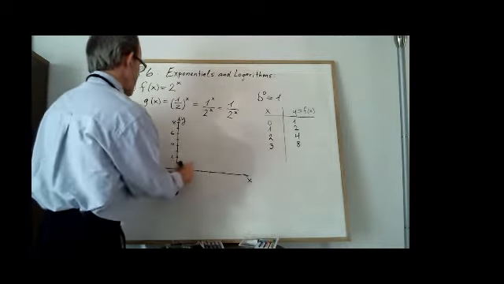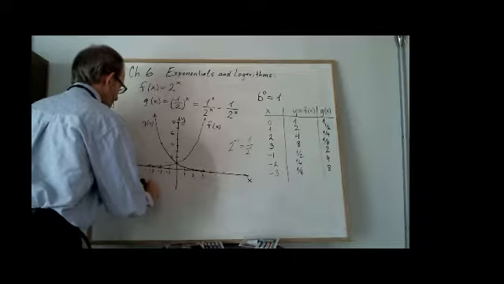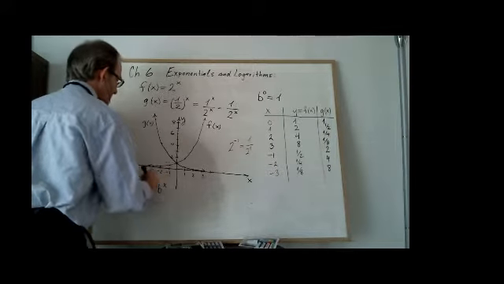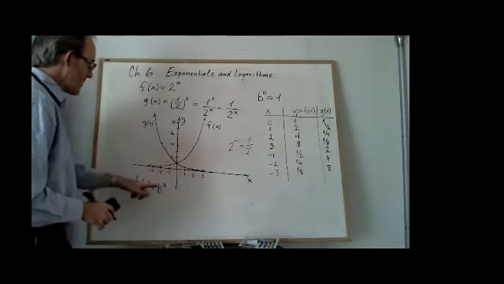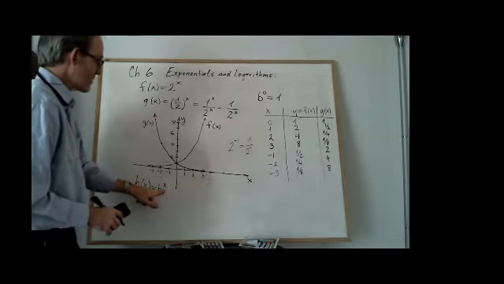Now, what happens for other values of b? Well, for any value of b, let's try h of x is b to the power x. The value at x equals 0 is still 1, right?